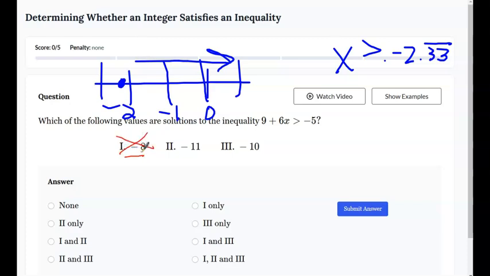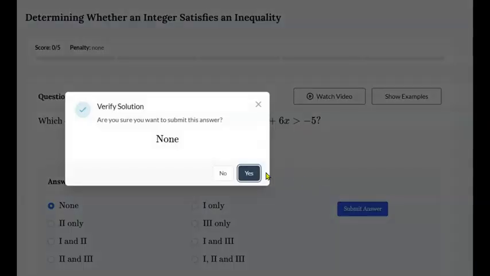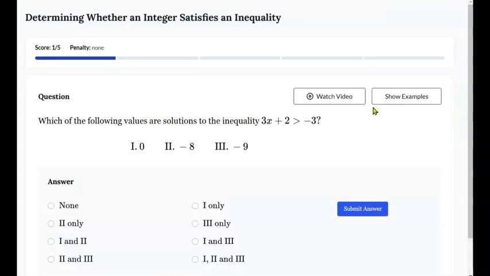I'm sorry, negative 8 is less than, so that is out. Negative 11 is also lower than negative 2.33333. And negative 10 is also lower. All of those things are lower than our answer. So we're going to say for this one, none of these would work. None of those answers are true. Let's try another one. Maybe we'll get some answers this time.